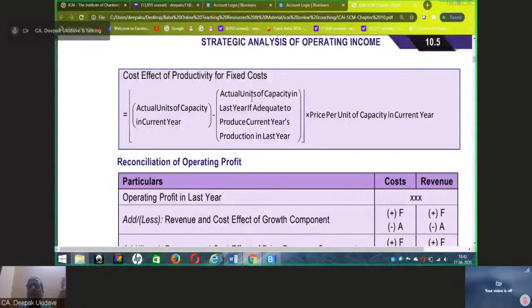Again and again, I'm emphasizing these three words so that they get registered in your mind. Number one, growth component. Number two, price recovery component. And number three, productivity component. Growth component and price recovery component are divided into two parts, revenue effect and cost effect. Cost effect is further divided into two parts, variable cost and fixed cost. And we have the productivity component divided only into one part, and that is cost effect. By putting all these effects of different components into the reconciliation statement, our reconciliation statement should tally. So let us look at the reconciliation statement, how it looks.